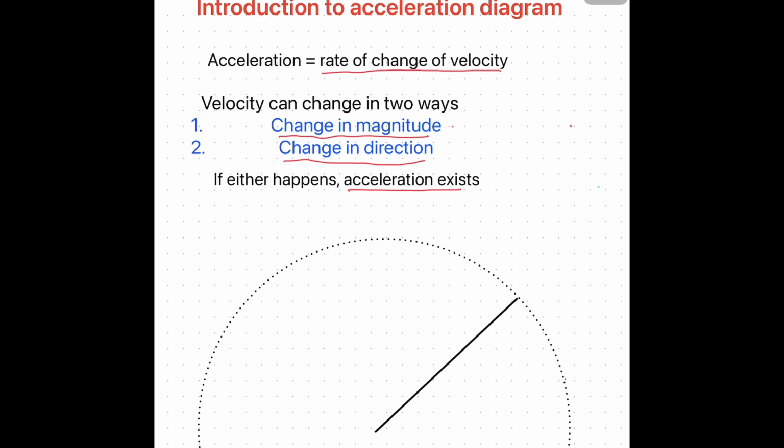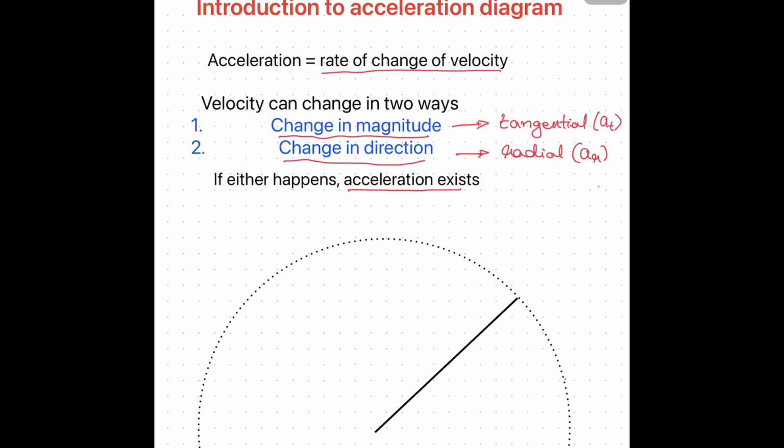If a change in magnitude happens, then tangential acceleration exists. If a change in direction happens, then radial acceleration exists. The tangential acceleration is represented with AT. The radial acceleration is represented with AR.